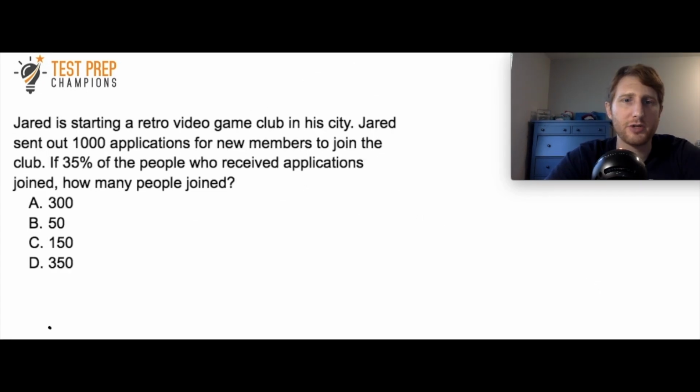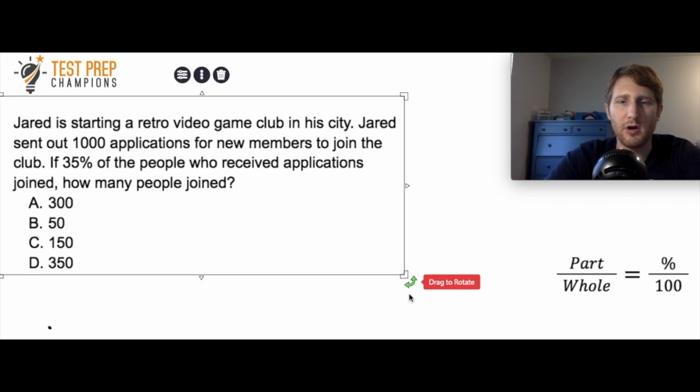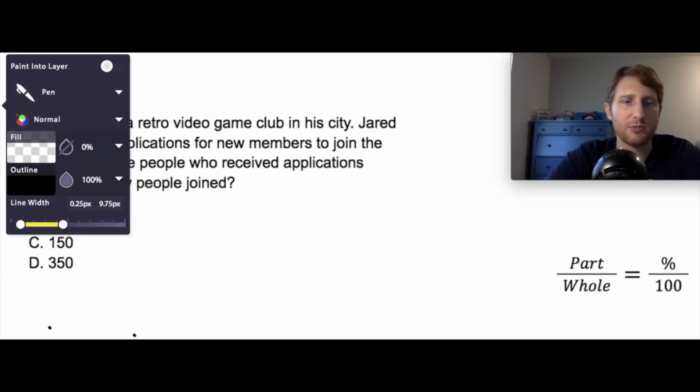Jared is starting a retro video game club in his city. Jared sent out 1,000 applications for new members to join the club. If 35% of the people who received applications joined, how many people joined? Is the answer A, B, C, or D? So now is your chance to pause the video, try to figure this out, and whenever you're ready, we'll go over the answer.